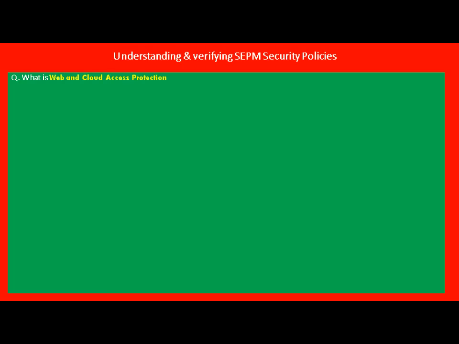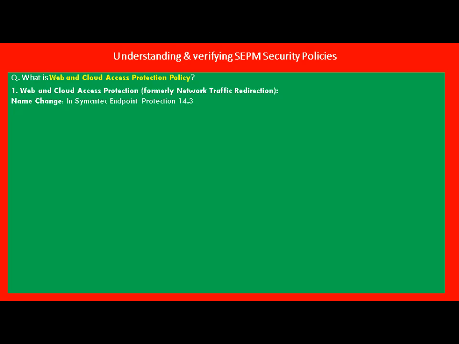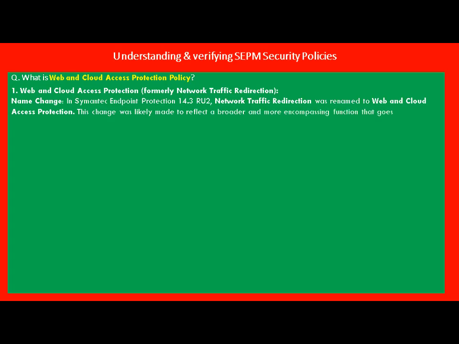Next is, what is the web and cloud access protection policy? So web and cloud access protection, formerly known as network traffic redirection policy. The name has been changed in Symantec Endpoint Protection 14.3 RU2 version. Network traffic redirection was renamed to web and cloud access protection. This change was likely made to reflect a broader and more encompassing function that goes beyond just redirecting traffic to include comprehensive web and cloud application protection.